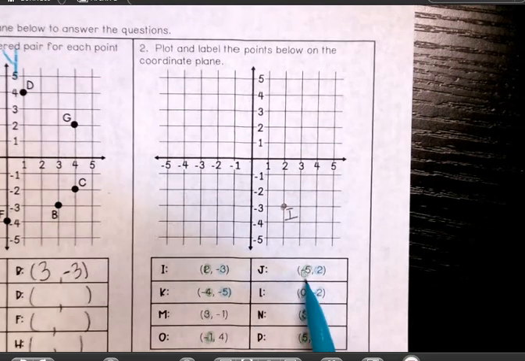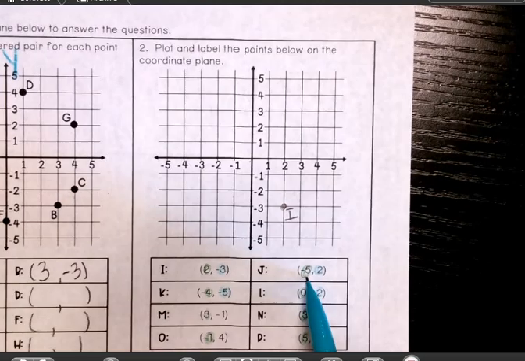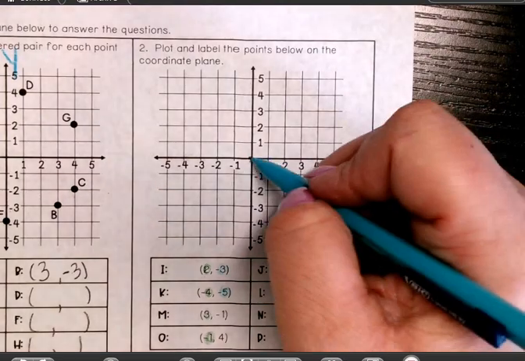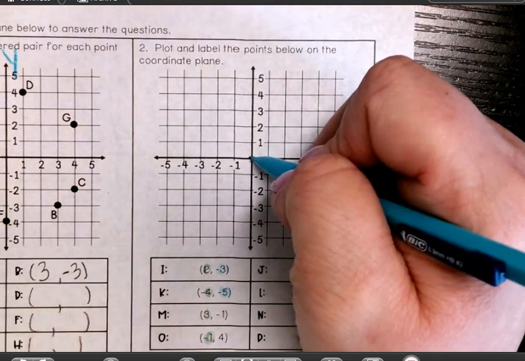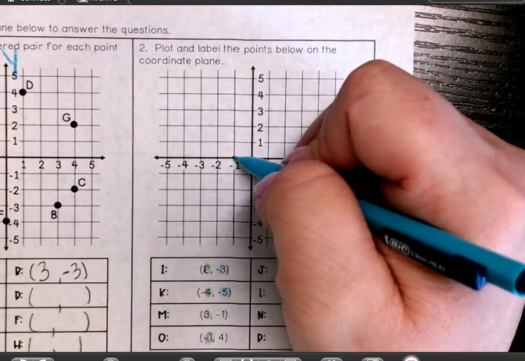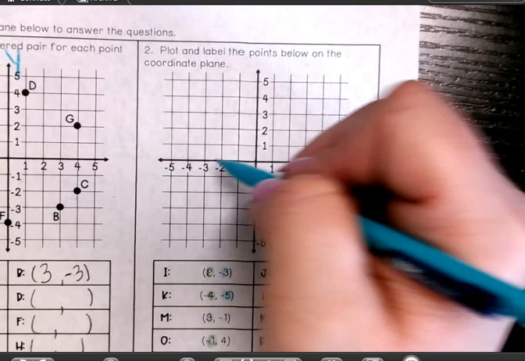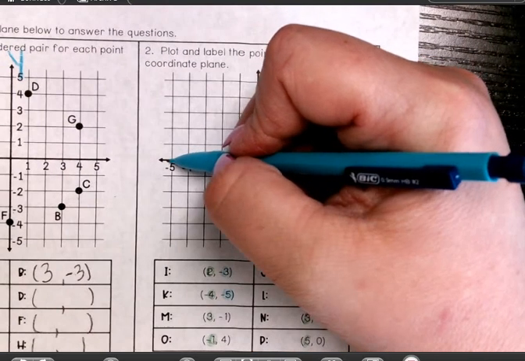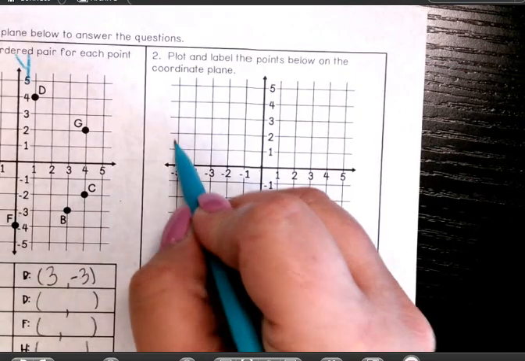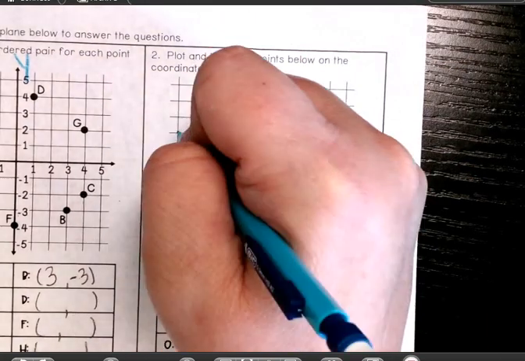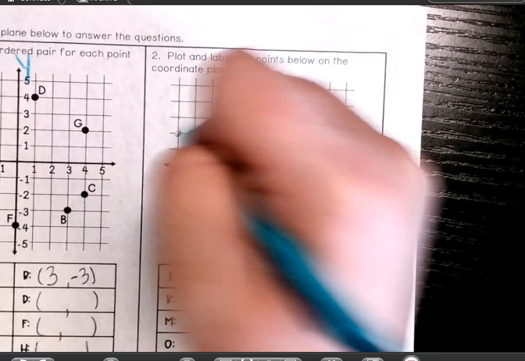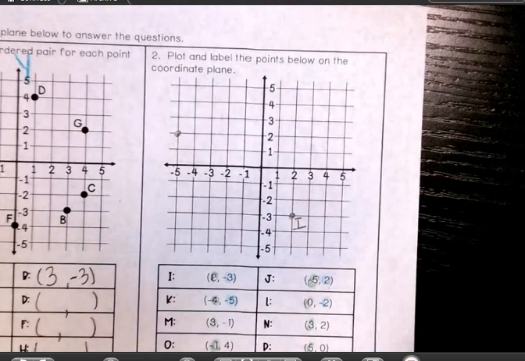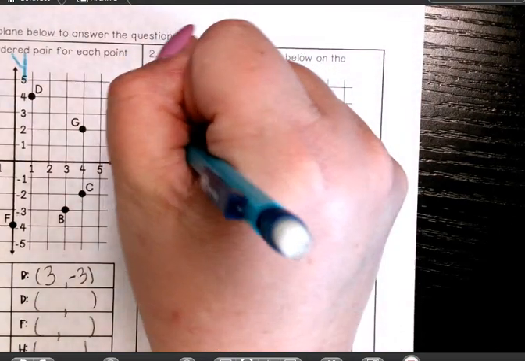Now let's look at J. Negative 5, positive 2. So I'm going to come back to origin. I'm going to go left to negative 5: negative 1, negative 2, negative 3, negative 4, negative 5. And then I'm going to go up to positive 2. Positive 1, positive 2. I'm going to put a dot or a point. That's what that's called. And I'm going to label it J.